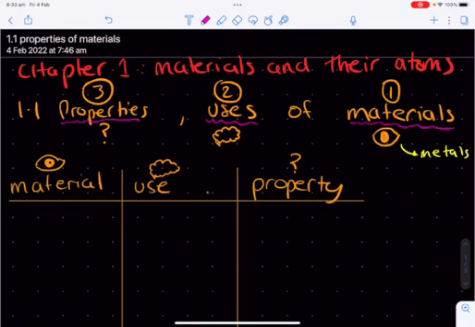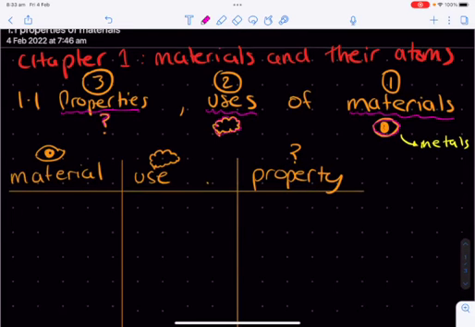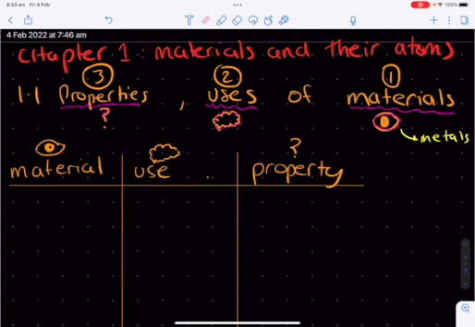The reason we're going to think of it in this direction is because we want to first observe what it is that we see in society and in our everyday lives, what materials we see, and then brainstorm what uses they have, and then think what properties they have. We can also do this in reverse, but to start off with, let's do it in this direction first.